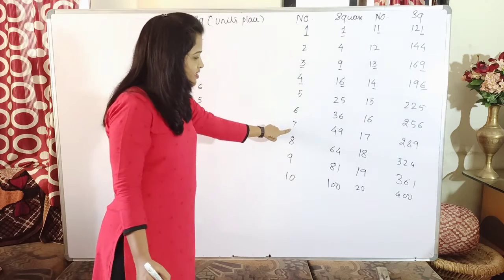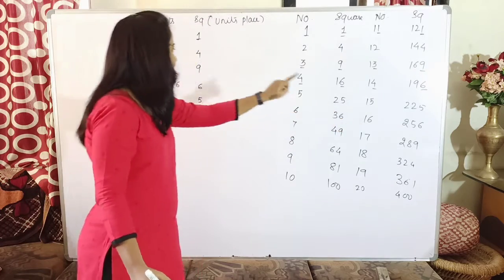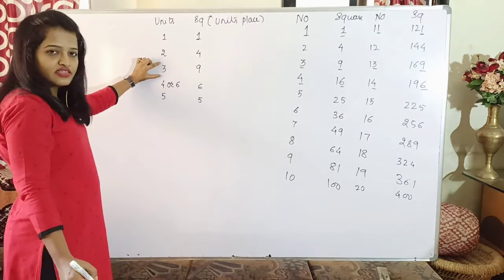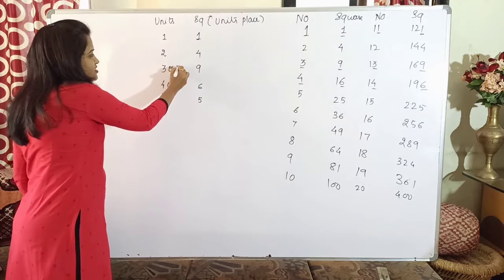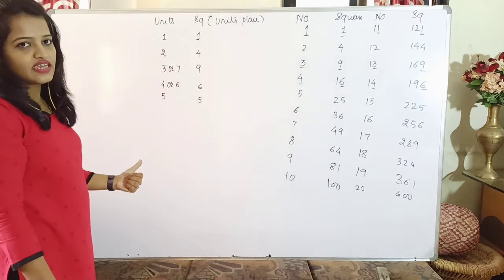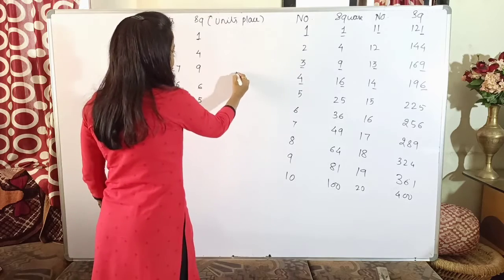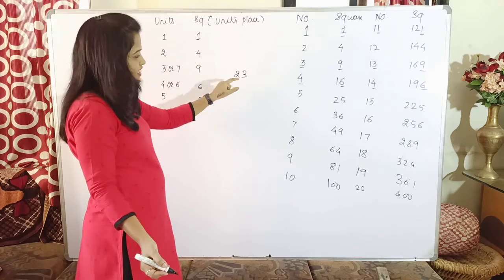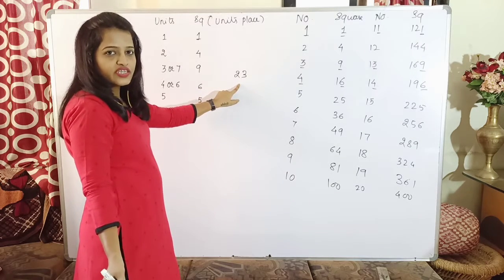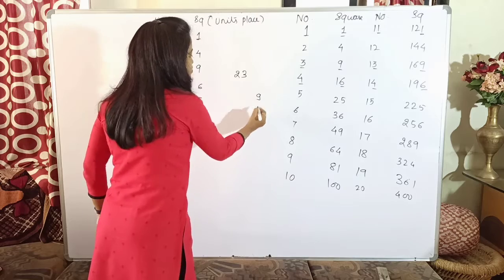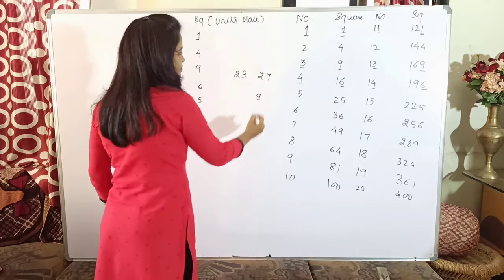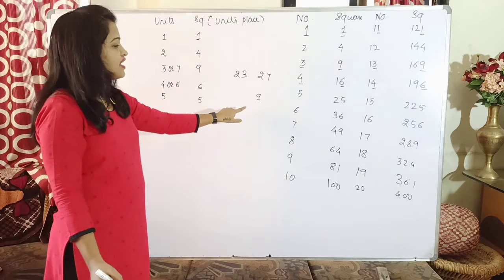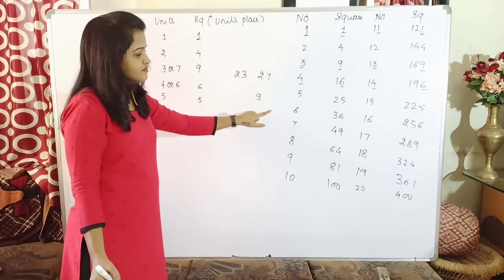Next one, 7, 9, 7, 9. So 9 comes when the unit place of the digit is 3 or 7. So if it is having 3 or 7, for example, if I write 23, I don't know what its square is, but I can definitely say that the square of 23 will have 9 at its units place. Similarly, if I take 27, the square of the number in its units place will have 9 as a unit digit.